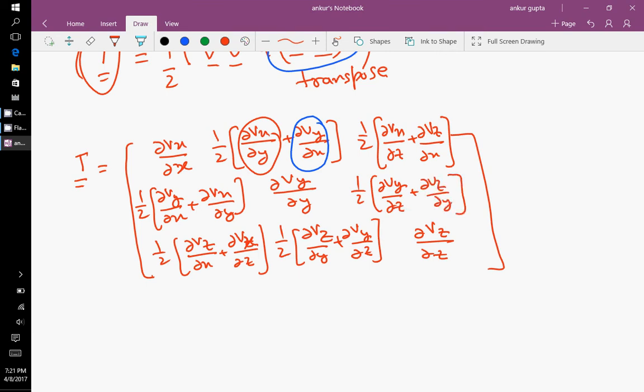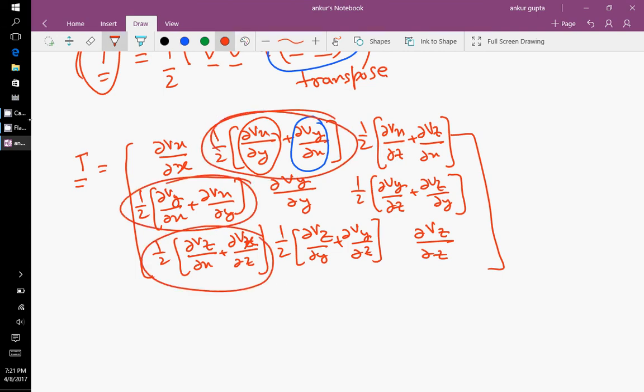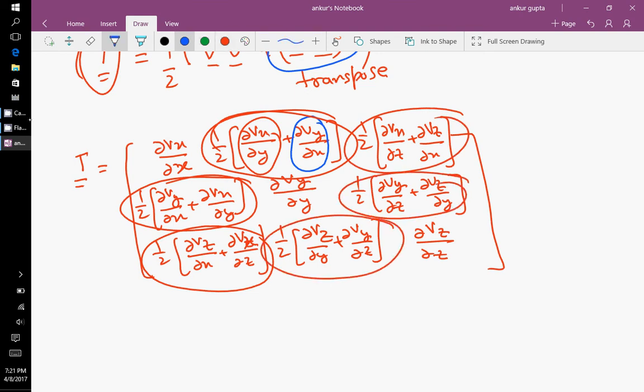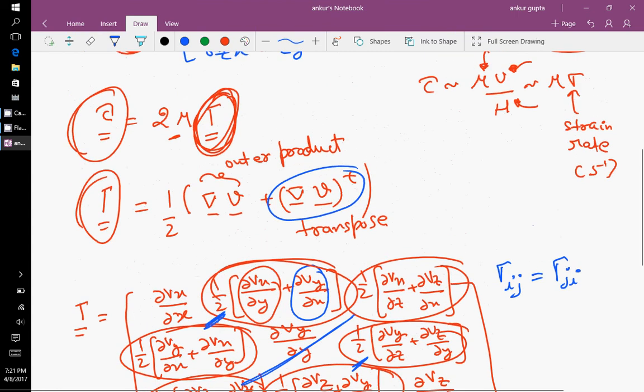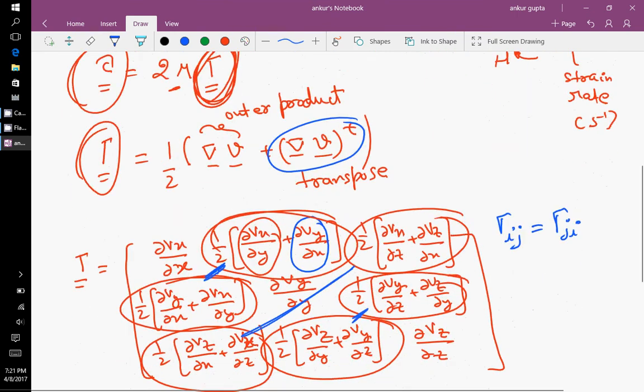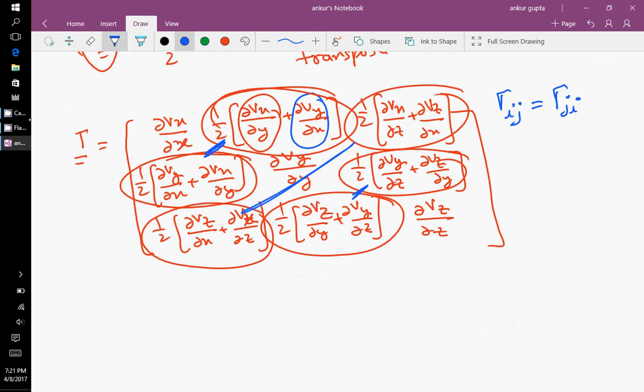Okay, so basically because of adding transpose, this term becomes equal to this term, and this term becomes equal to this term, or it becomes symmetric. So these two and these two are same, so it becomes symmetric, or gamma ij becomes equal to gamma ji. Okay, so now we have a gamma tensor which is symmetric, or that means that gamma is symmetric, right?